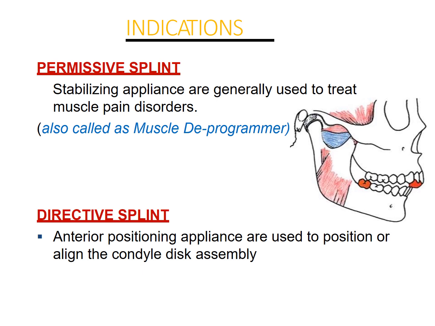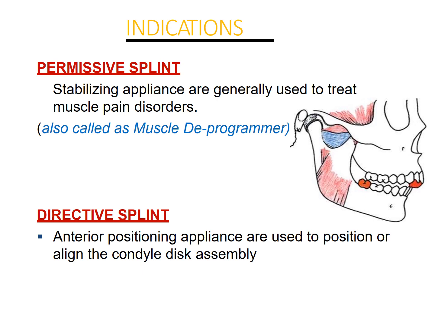Then we have the directive splints, which are merely anterior positioning appliances. That is, purposefully the mandible is made to close in a more anterior position, like in a protrusive position, so as to allow space for the articular disc. In some cases, the articular disc slides anteriorly out of the joint space and does not return back to its original position. This is called disc displacement without reduction.